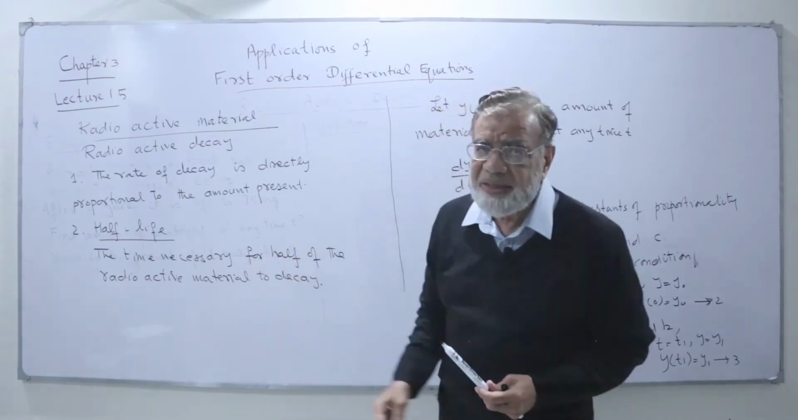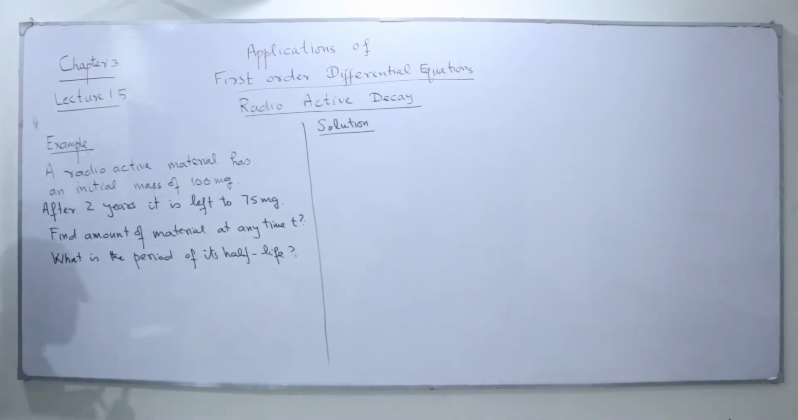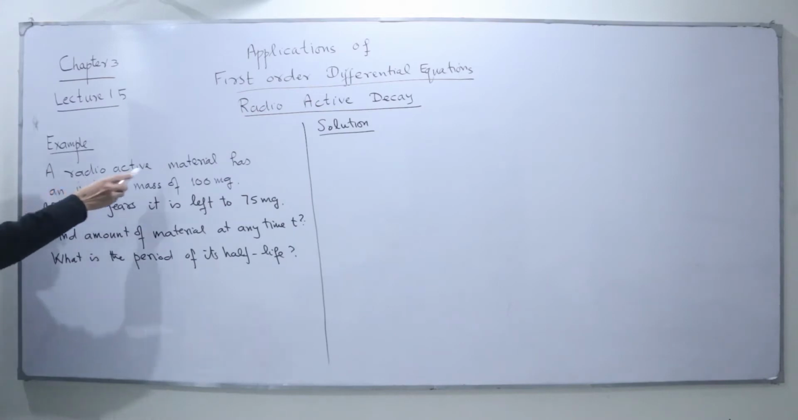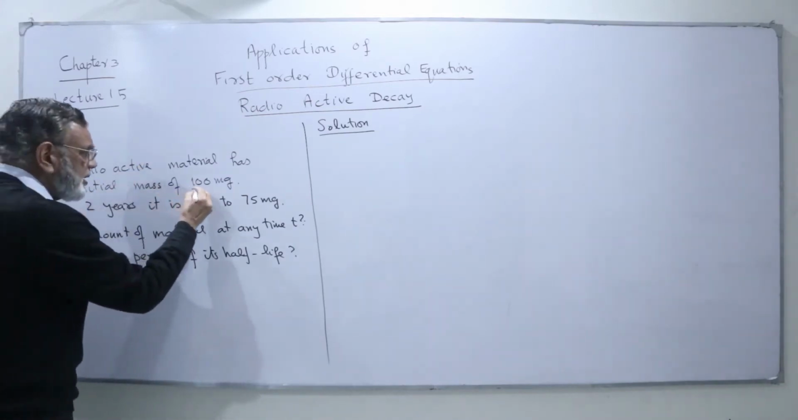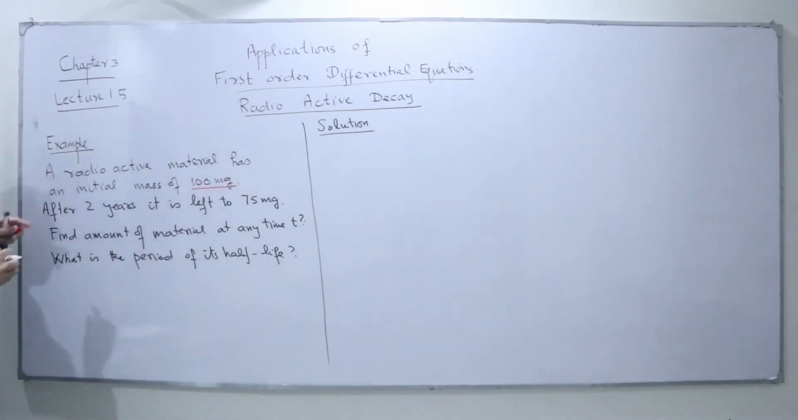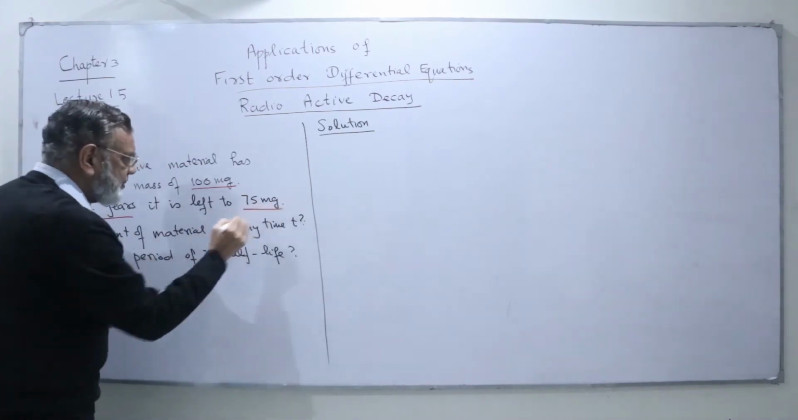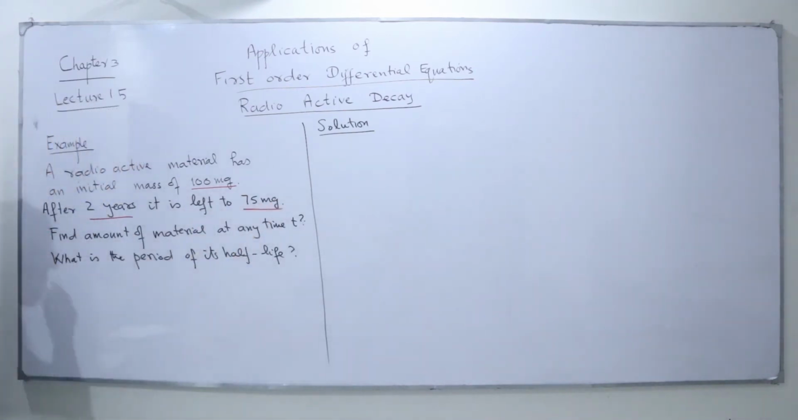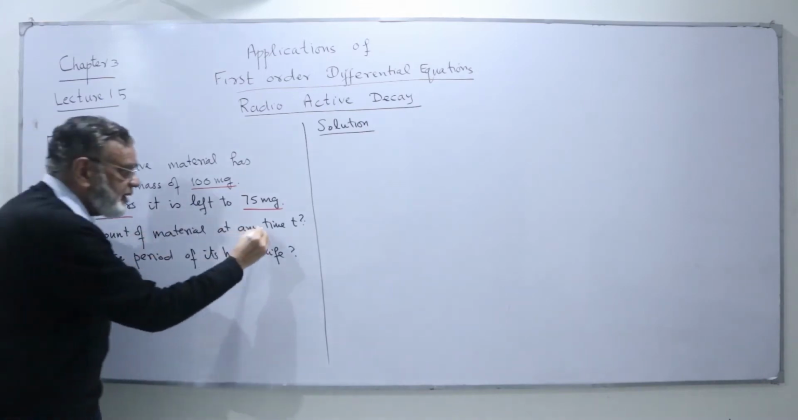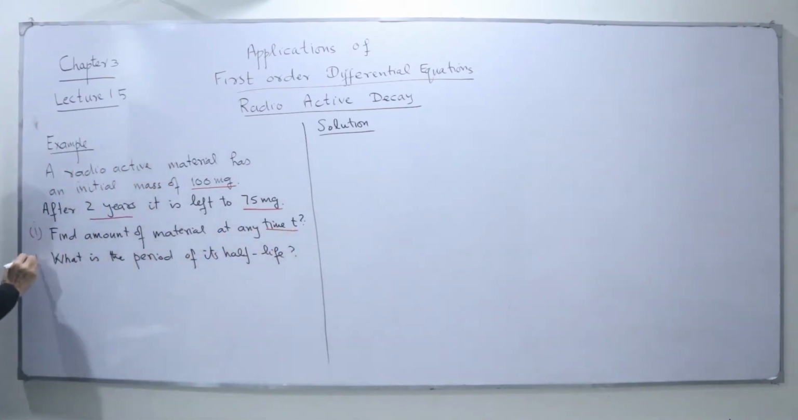So I apply this and give you an example for the radioactive material to decay. In this example, we have radioactive material having an initial mass of 100 milligram. After 2 years, it is left with 75 milligram. Now we want to find the amount of material. Number one, we have to find the amount of material at any time t, and number two, we want to find the half-life.